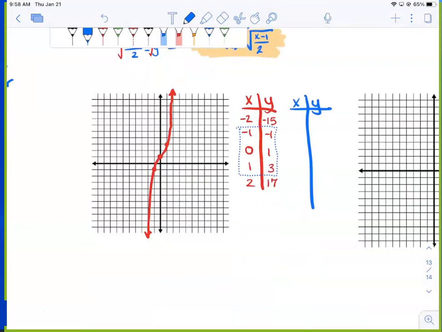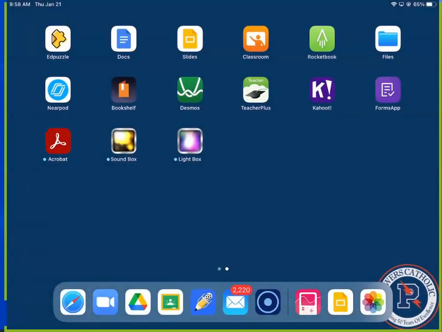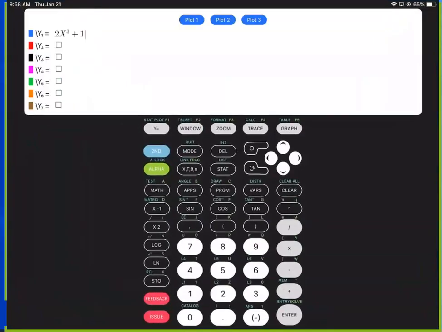Alright, so now we have to graph cube root. So you go to your calculator, hit y equals in your calculator. Hit clear.